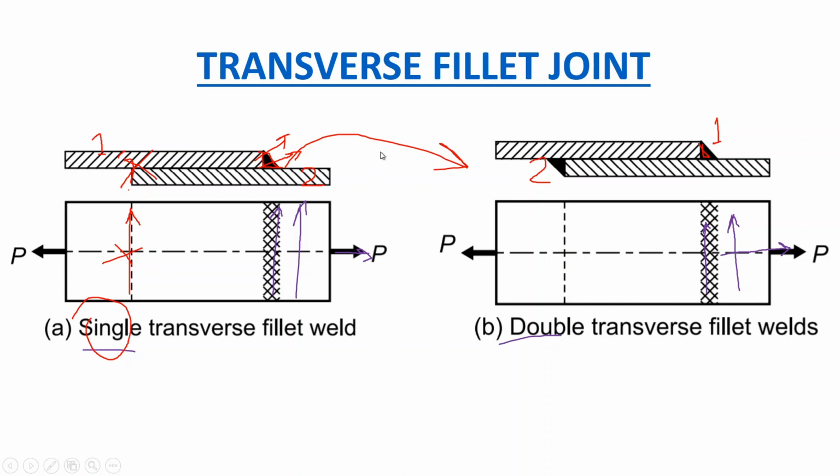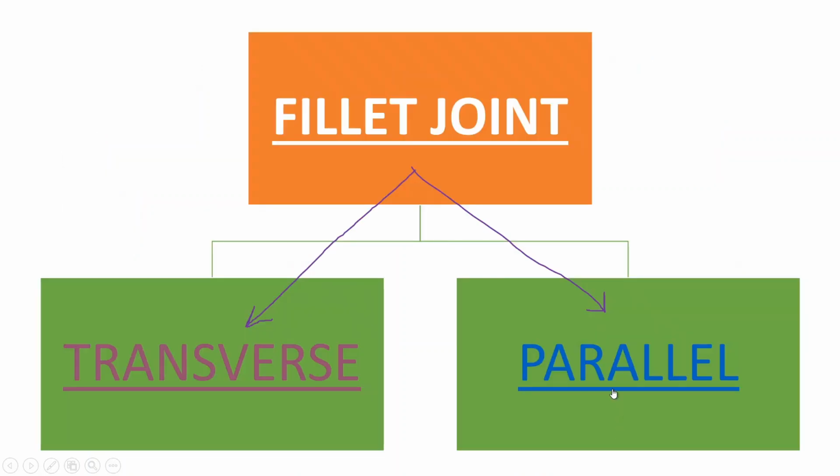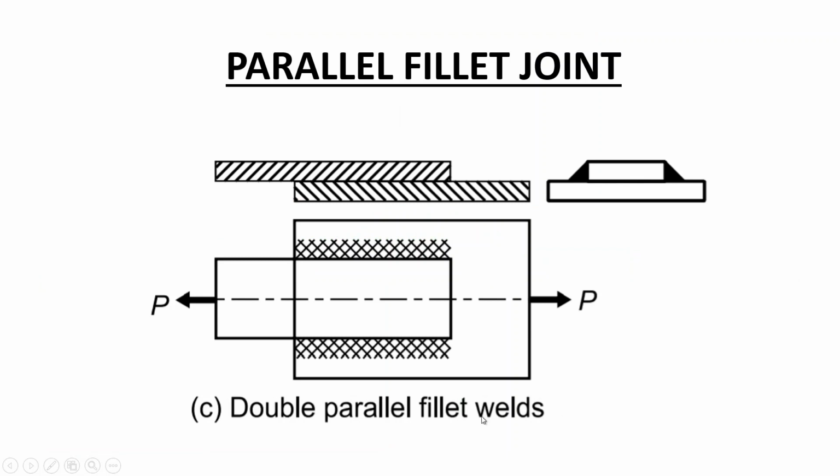Now, another type of fillet weld is parallel fillet weld. This figure shown over here is an example of double parallel fillet weld, where you can see that this is the direction of the weld, this is the direction of the weld too.